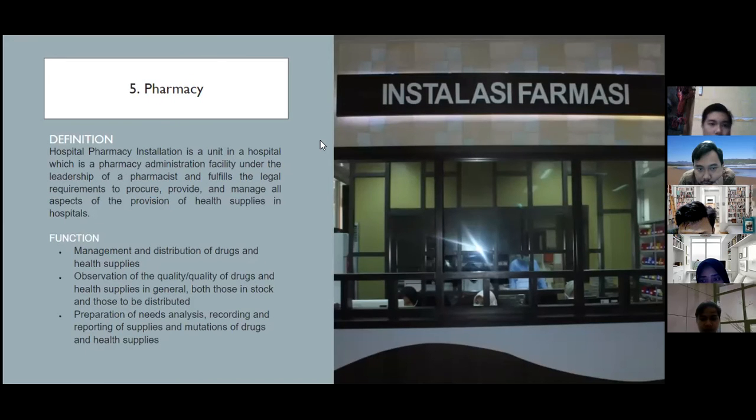Number 4, pharmacy room. The definition: the hospital pharmacy installation is a unit in a hospital which is a pharmacy administration facility under the leadership of a pharmacist and fulfills the legal requirements to procure, provide, and manage all aspects of the provision of health supplies in the hospital.